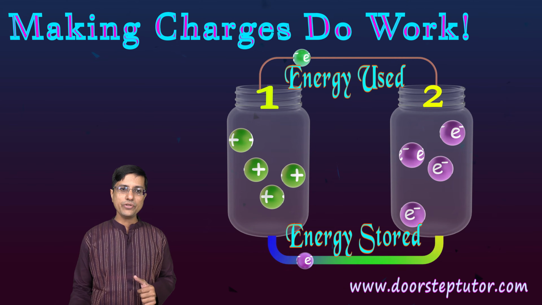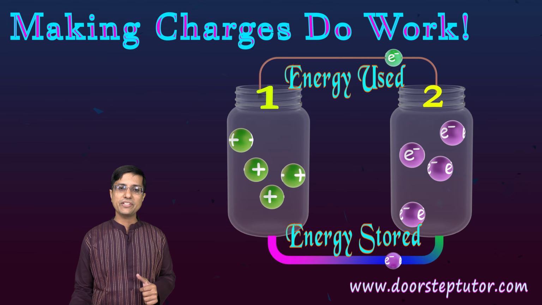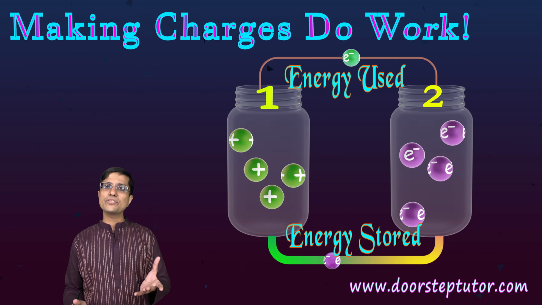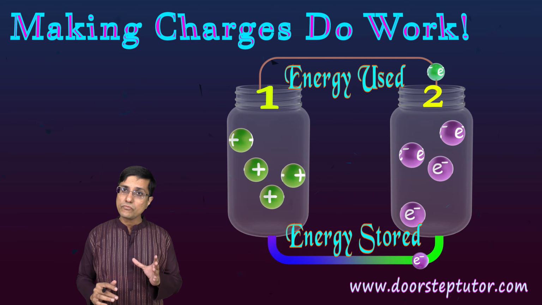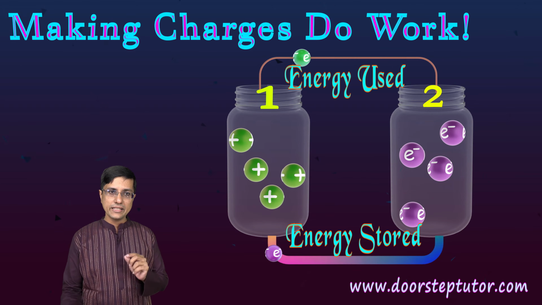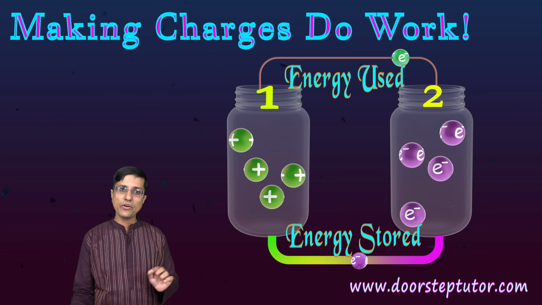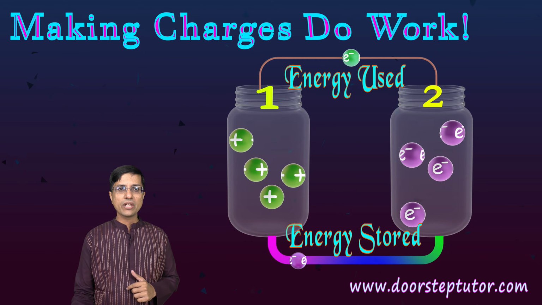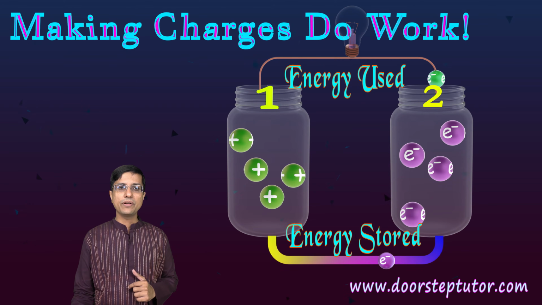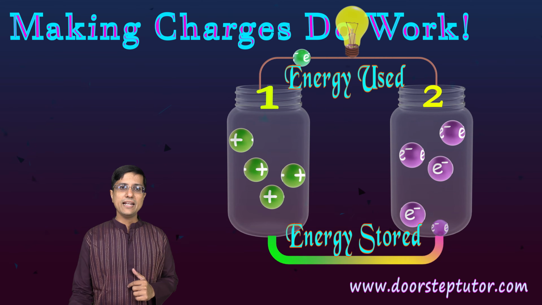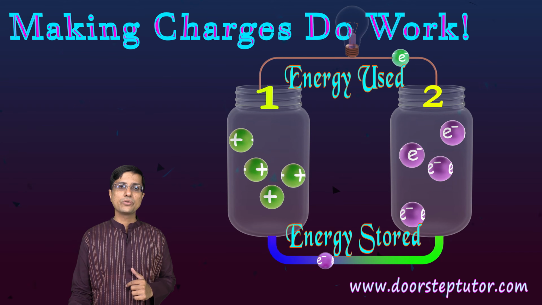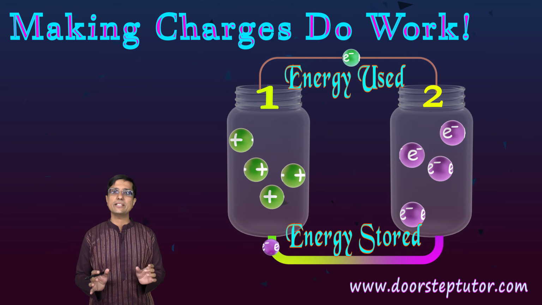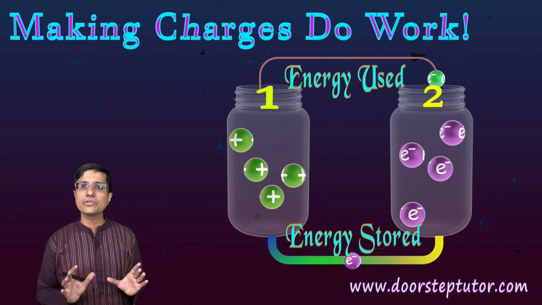We used up energy when we were separating the charges. We would really need to put in some energy, and here the electrons are now traveling on their own. These electrons which are traveling on their own along the wire can be made to do work. For example, if I were to connect a light bulb right here, then as the electrons go through it, it will start glowing. This is a very simple process of making these charges do some work.